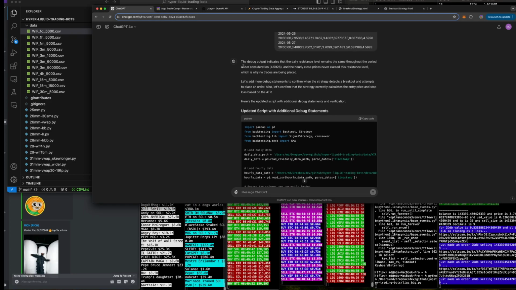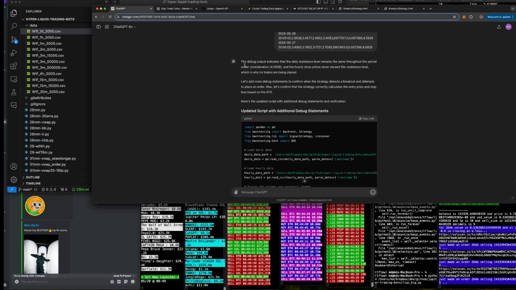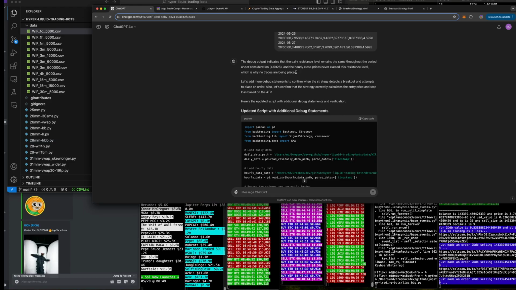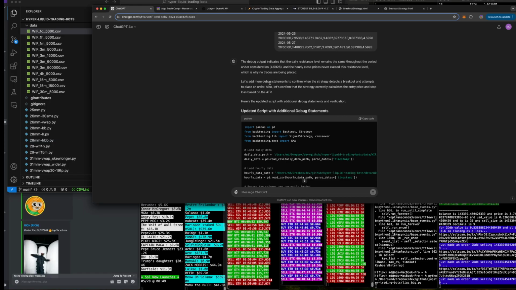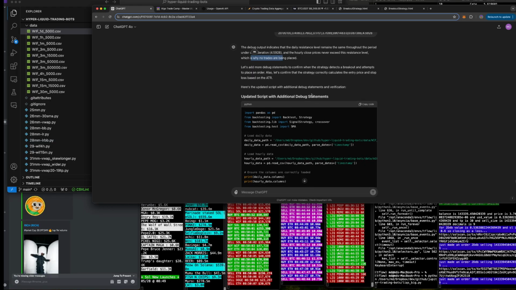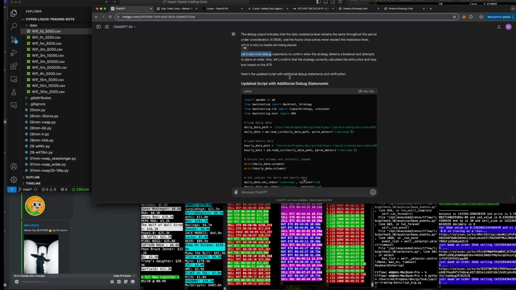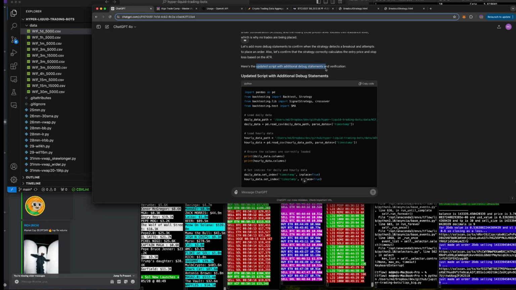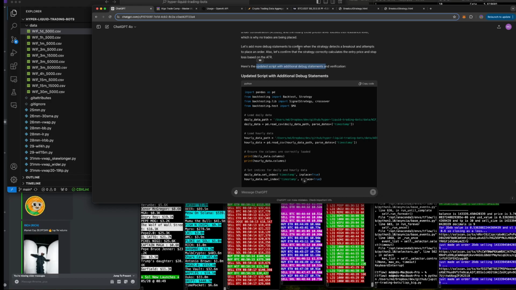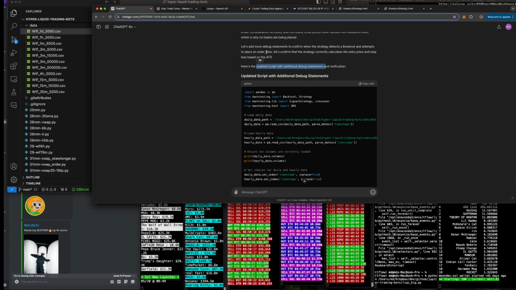So let's go ahead and see here. The debug output indicates that the daily resistance level remains the same throughout the period under consideration, 4.59, and the hourly close price never exceeds this resistance level, which is why no trades are being placed. Yeah, let's add more debug statements here. Here's an updated script with additional debug and verification. Let's add more debug statements to confirm when the strategy detects a breakout and attempts to place an order.